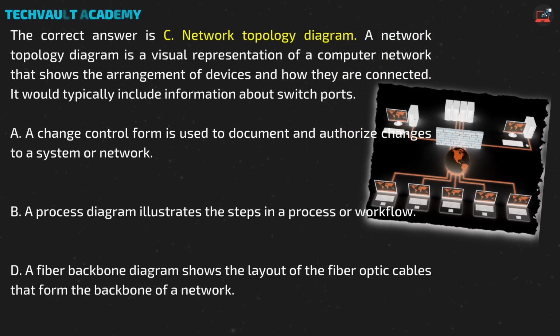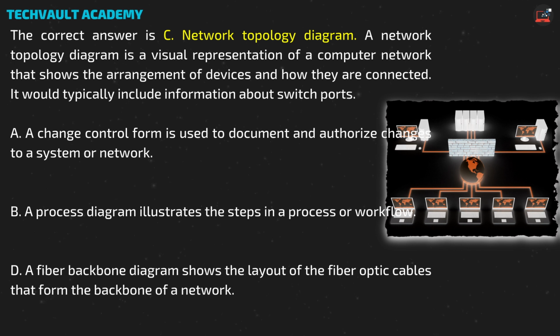The correct answer is C. Network topology diagram. A network topology diagram is a visual representation of a computer network that shows the arrangement of devices and how they are connected. It would typically include information about switch ports.